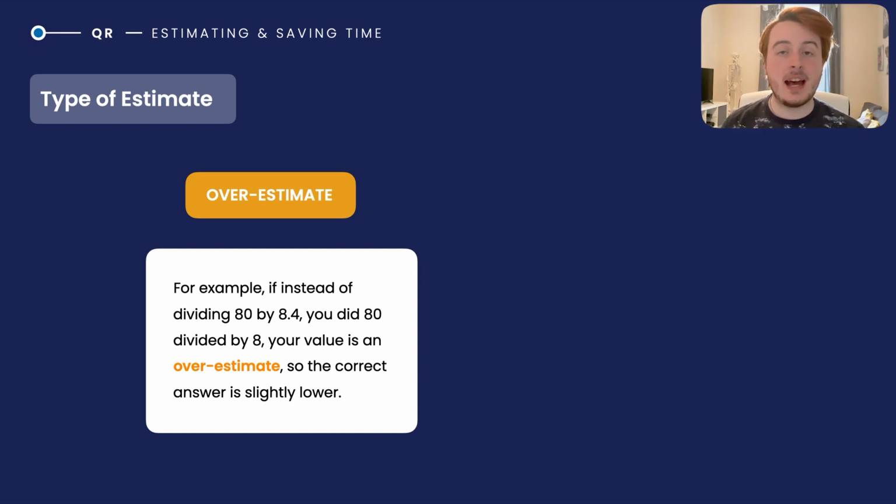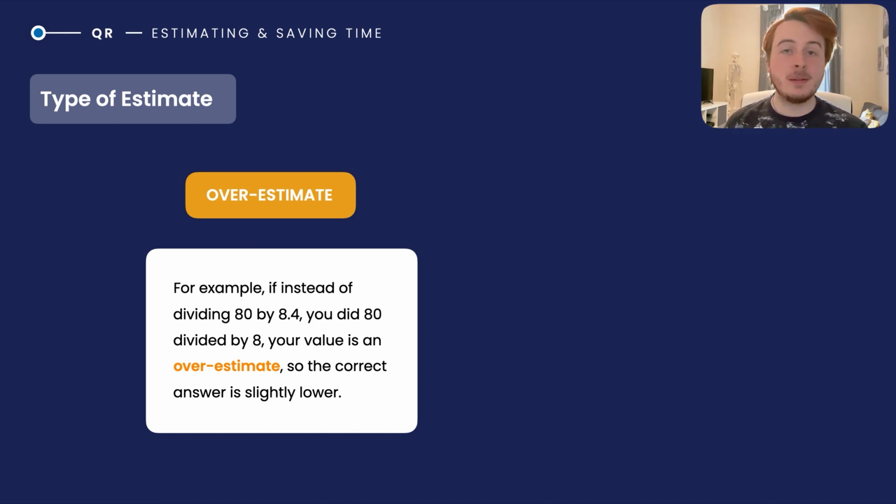So you're rounding that figure of 8.4 down. Therefore, that is making your overall answer rounded up and higher. Just think of it as how many 8.4s can we fit into 80? If we make it slightly less, we're going to be able to fit more of those 8.4s into that 80. So it makes sense it's going to be an overestimate.